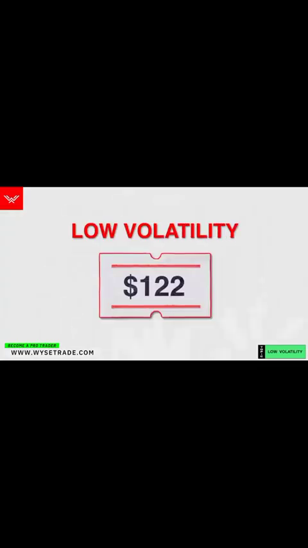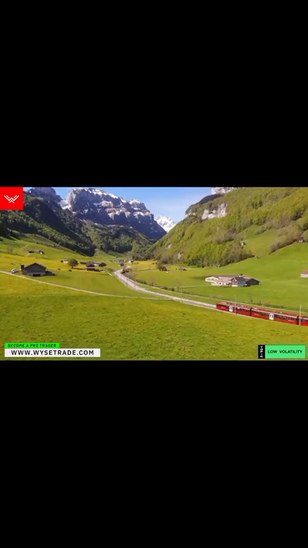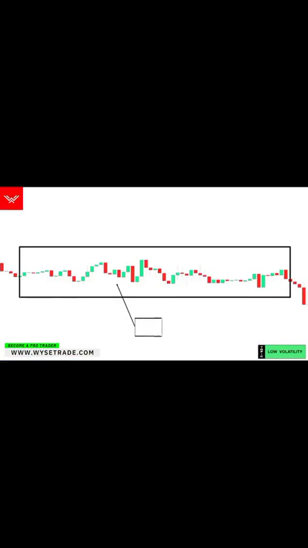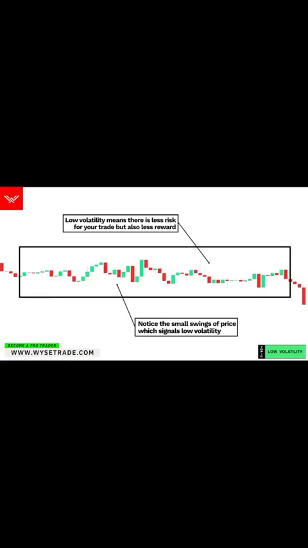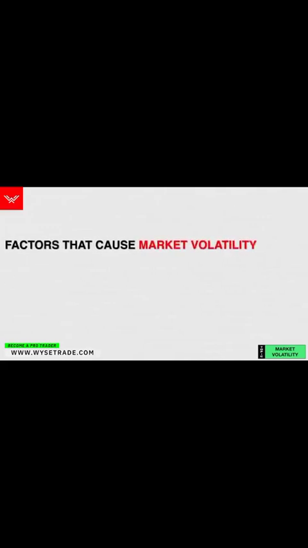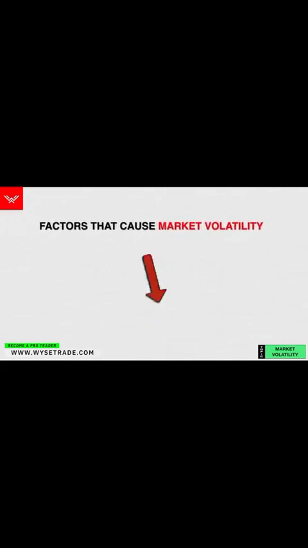In times of low volatility, the market is calm, with smaller exchange rate fluctuations and price changes. Low market volatility is like leisurely riding on a scenic railway. Notice the small swings of price, which signals low volatility and means that there is less risk for your trade, but also less reward.